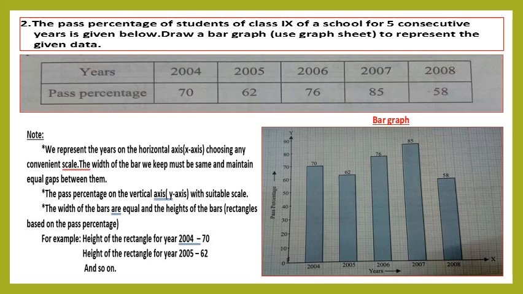Similarly, the height of the rectangle for the year 2005 is 62. So for 2005, the width of the bar is same. The height of the bar is 62. We get a rectangle and shade the rectangle. Similarly, we can form the bars for the remaining years also. So we get a bar graph as given in the figure for the given data.